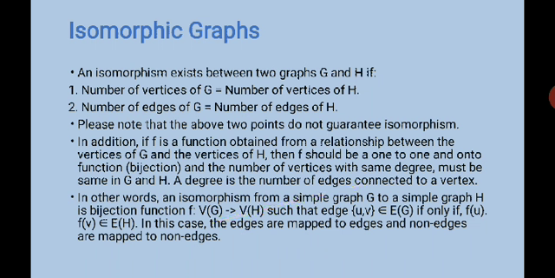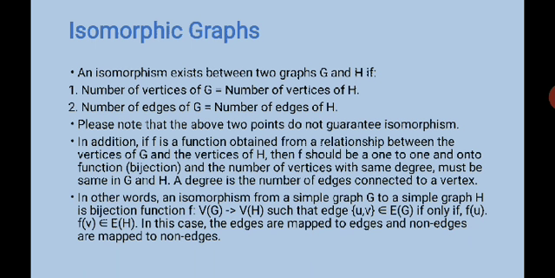Okay, next is isomorphic graph. Now, what is isomorphism? An isomorphism exists between two graphs G and H if the number of vertices in G and the number of vertices in H are equal, right? And if the number of edges are also equal. You have to note down here that these two points do not guarantee isomorphism, so you have to look at other things also.